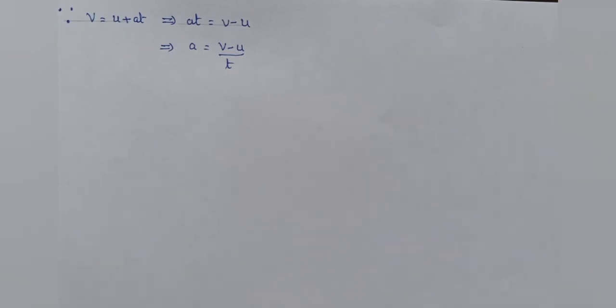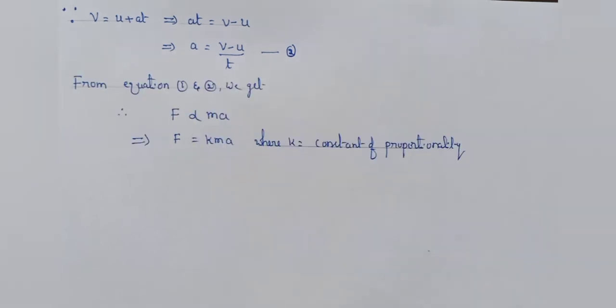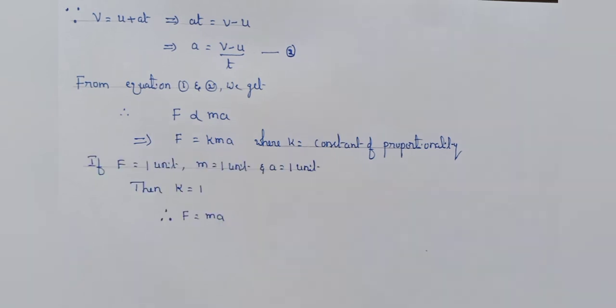v is equal to u plus at, from the first equation of motion. Then we can write it as at is equal to v minus u, and a is equal to (v minus u) by t. Consider this as equation 2. From equations 1 and 2 we get, therefore F is proportional to ma, or we can write it as F is equal to k into m into a, where k is the constant of proportionality.